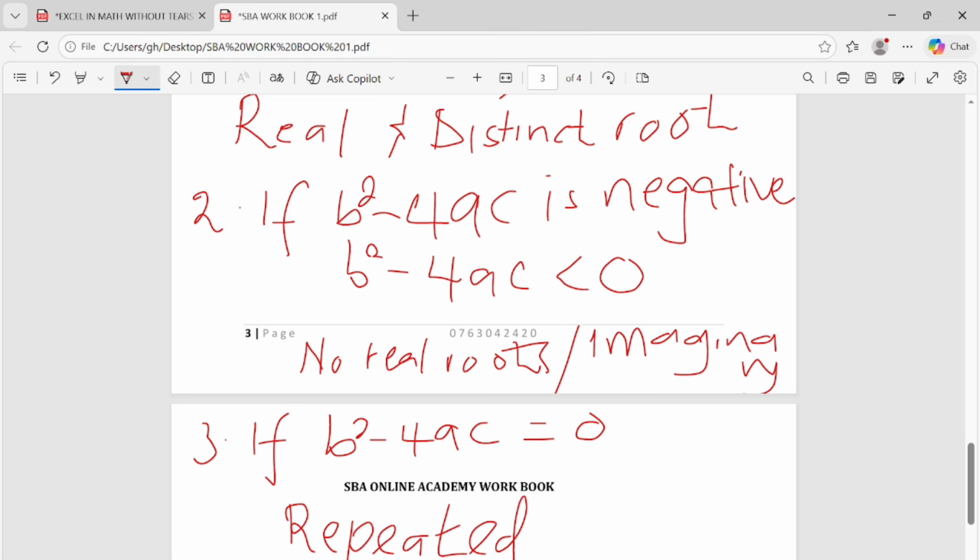So I hope you are together with the nature of roots. We just need to note these keynotes, the 3 points. If the discriminant b squared minus 4ac is greater than 0, you get real and distinct roots. When it is less than 0, you get imaginary roots or no real roots. If it is equal to 0, you get repeated roots.